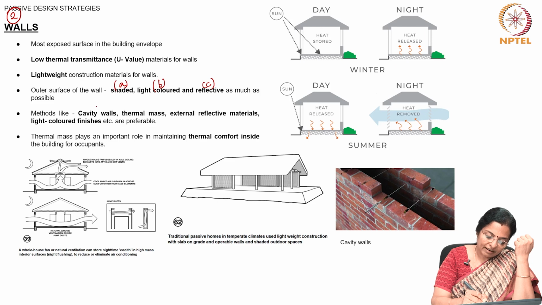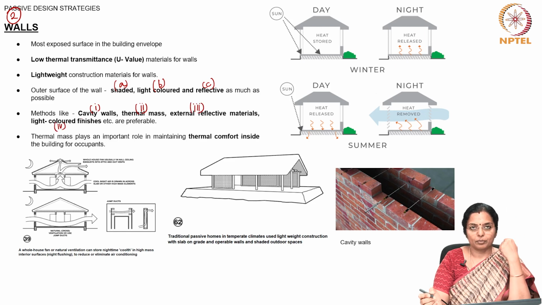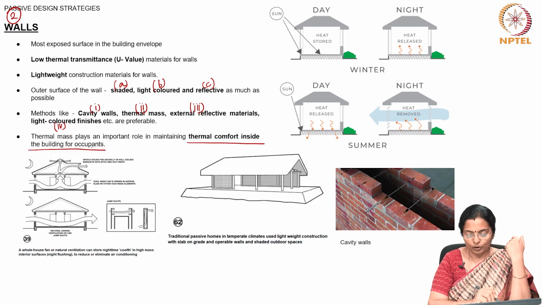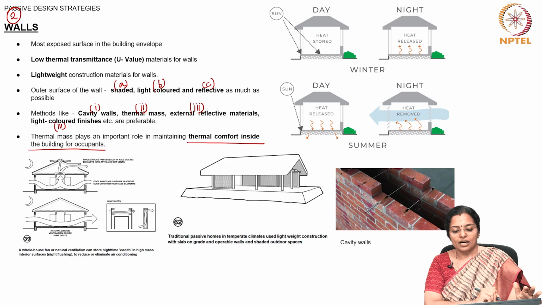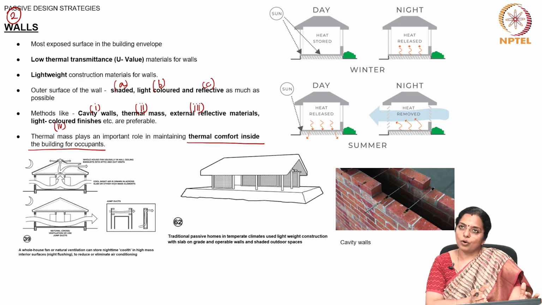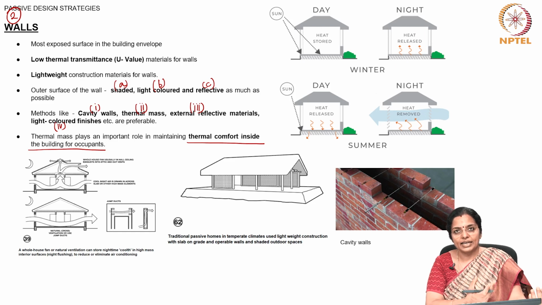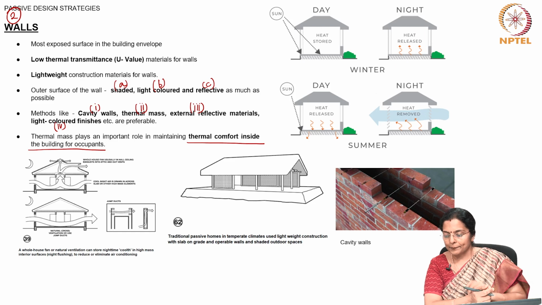Methods like cavity wall, thermal mass, external reflective materials, and light colored finishes are preferable. Thermal mass plays an important role in maintaining thermal comfort inside the building for occupants. These are very generic. Even in hot and humid climate, in some places it is better to play with light walls and some places it is better to play with the thermal mass.